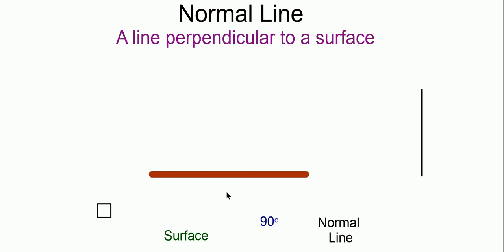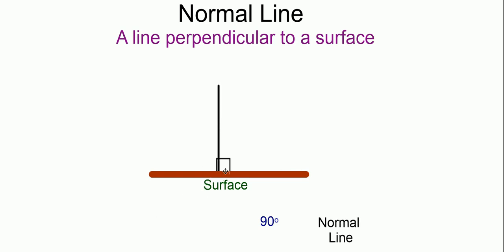You have a straight line here, horizontal. I'll call that the surface. We're going to draw a line perpendicular, so I'll draw that line right there. And of course, that's 90 degrees. And we'll call that a normal line, not rocket science. It's just a line perpendicular to a surface. There must be a surface involved for there to be a normal line.